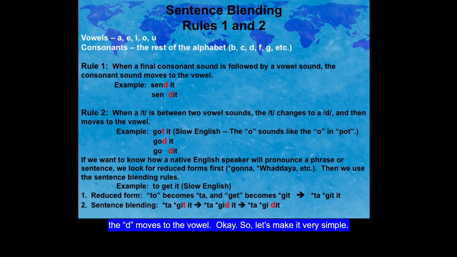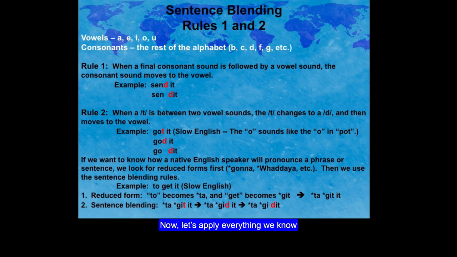Okay, so let's make it very simple. We have an example, got it. Okay, we look at the T sound or we listen to it. There's an ah before it. There's an I after it. So we have a vowel sound before it, a vowel sound after it. So this is basically going to be rule number 1, but before that happens, because there are vowel sounds on each side of the T, we're going to change the T to a D. Okay, so that's what we see on this chart, and now the D moves to the I. So basically, got it in slow English becomes got it. We got it yesterday.